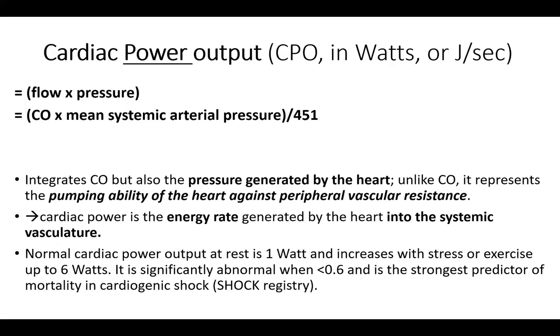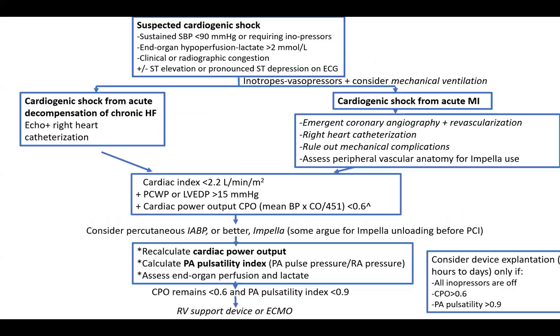The normal cardiac power output is cardiac output times systemic pressure divided by 451, to make the number one in a normal individual. So in a normal individual, this cardiac power output is 1 watt. It's an energy rate, 1 watt, joule per second. And it increases if you run and so on, with stress, to 6 watts. In a shock state, it should increase, yet paradoxically, by definition, it goes down, and it's considered severely abnormal when less than 0.6. And it is used in all algorithms of cardiogenic shock management.